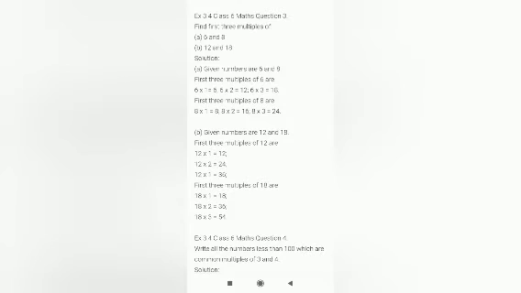In B question, you have to write the multiples of 12 and 18. So 12 के multiples क्या हैं? 12 1s are 12, 12 2s are 24, 12 3s are 36. And 18 के क्या हैं? 18 1s are 18, 18 2s are 36, 18 3s are 54.